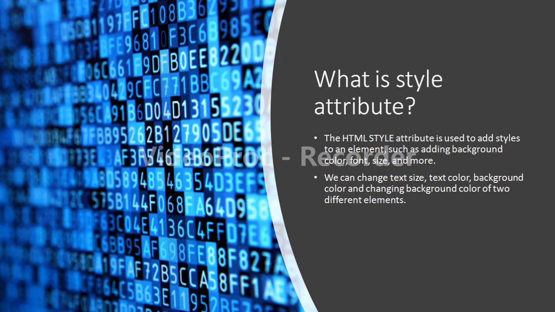So what is the style attribute? The HTML style attribute is used to add styles to an element, such as adding background color, font, size or more. We can change text size, text color, background color and change background color of two different elements using the style attribute.